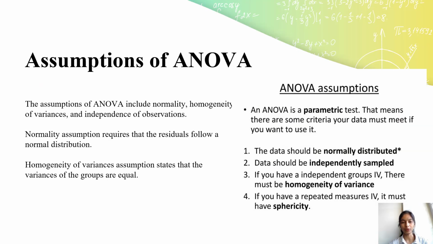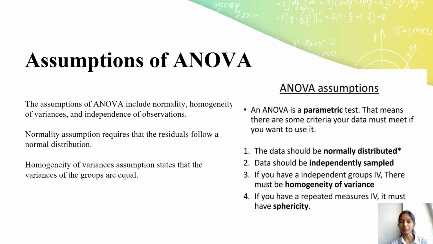Assumptions of ANOVA. The assumptions of ANOVA include normality, homogeneity of variance, and independence of observations. The normality assumption requires that the residuals follow a normal distribution. The homogeneity of variance assumption states that the variances of the groups are equal.